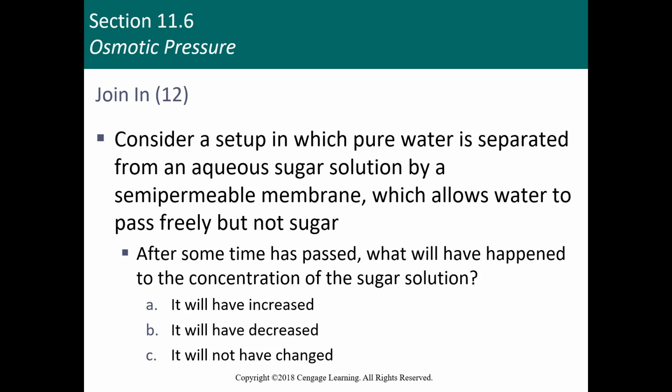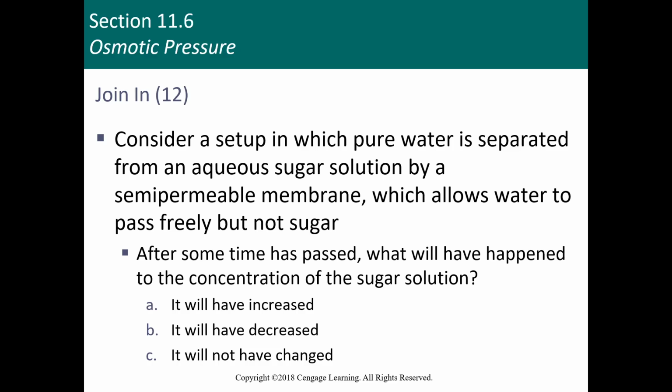Okay, so consider a setup in which pure water is separated from an aqueous sugar solution by a semi-permeable membrane, which allows water to pass freely but not sugar. After some time passed, what will have happened to the concentration of your sugar solution? So what would you expect to happen here?